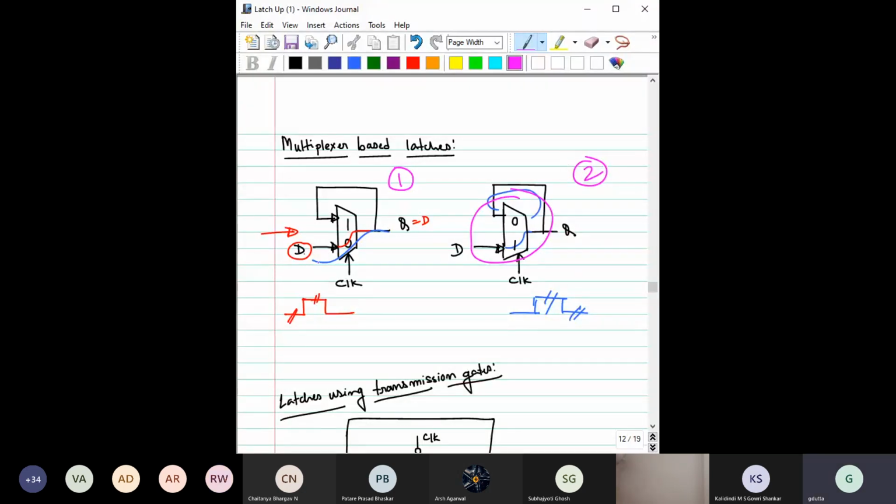Here you can see D is connected to Q when the clock is equal to 0, so this one is called a negative latch. And here D is connected with Q when the clock is equal to 1, so this is called a positive latch. So negative latch and positive latch, that is fine. Now let us see the implementation.